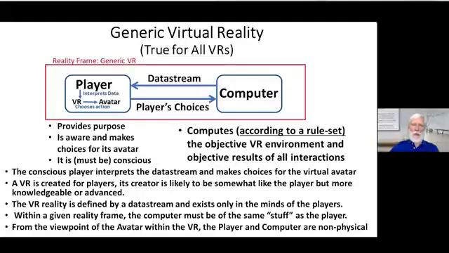Now let's take it apart in a little more detail. Under player, we have some things to note here. One, the first bullet. The player provides purpose for this reality frame, for this virtual reality. If there is no player, then there's no reason to have a virtual reality. Virtual reality exists for the player. The player is an integral part of it. It requires a computer, but it's made for the player. The player defines its purpose. The player is aware and makes choices for its avatar. In other words, the player must be conscious.